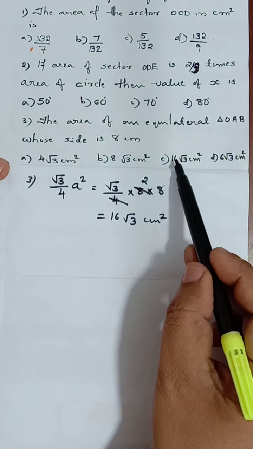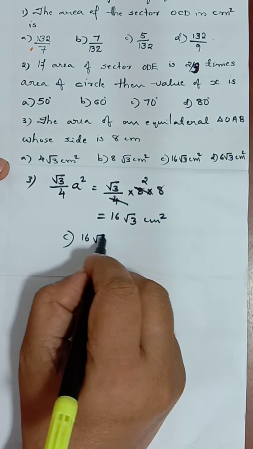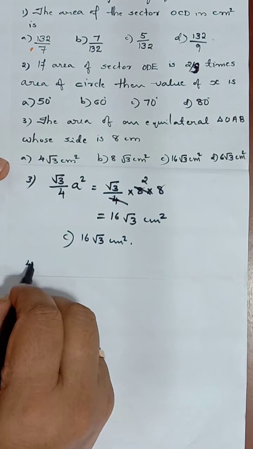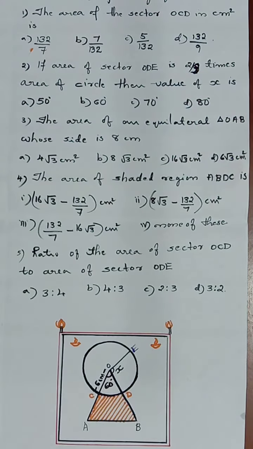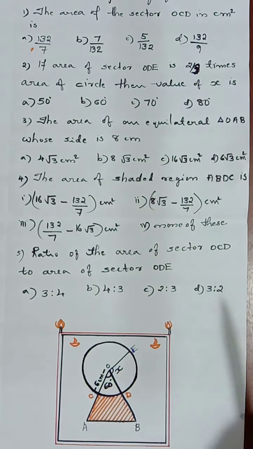Check the option. Option C is correct. Option C, 16 root 3 cm square is correct. Now let us do the fourth question. Check the fourth question. Area of the shaded region ABDC.